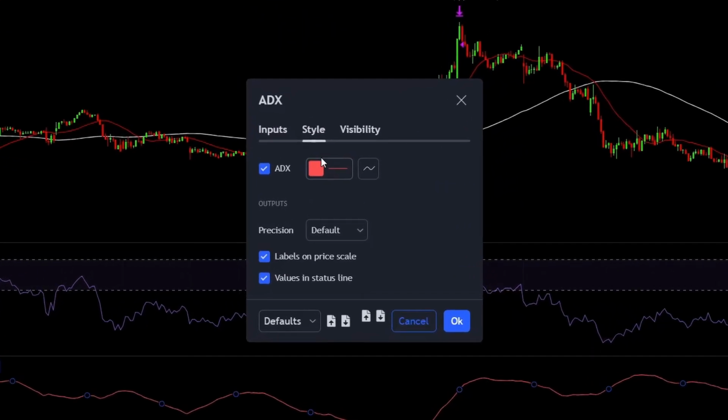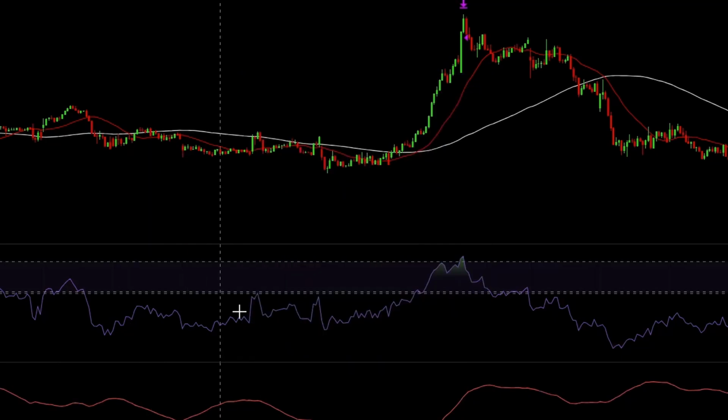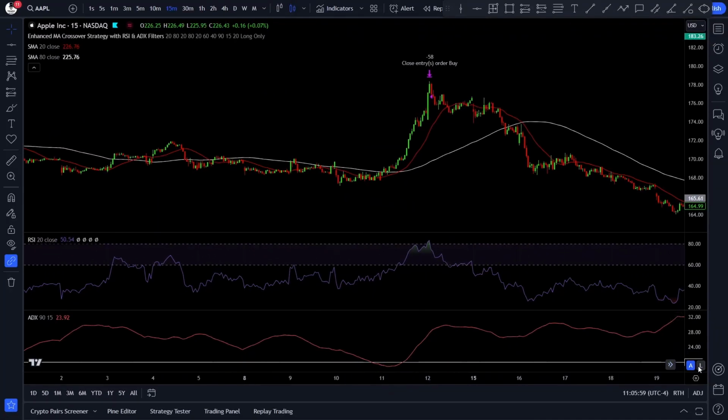Finally, for the ADX, set the smoothing to 90, the DI length to 15, and add a horizontal line at the 20 level, as we will only allow trades if the ADX is above this 20 level. This way we can easily avoid sideways price action.